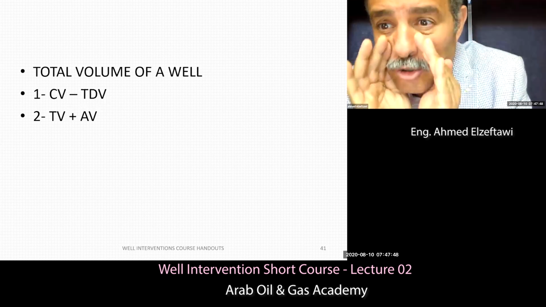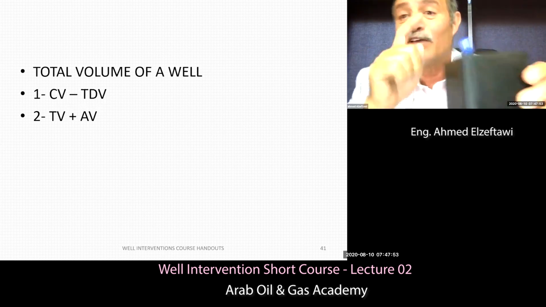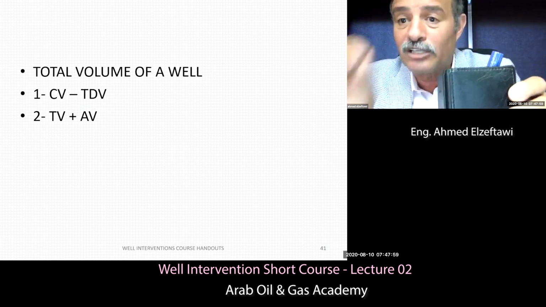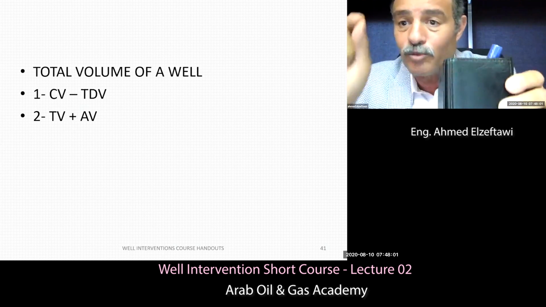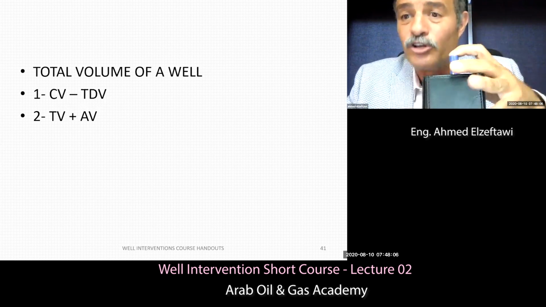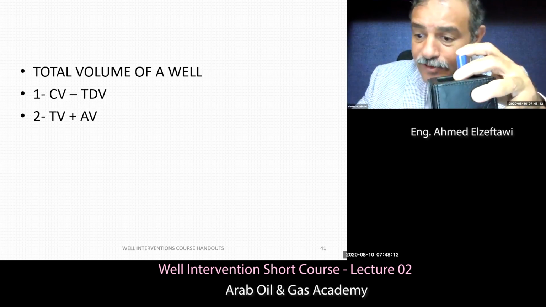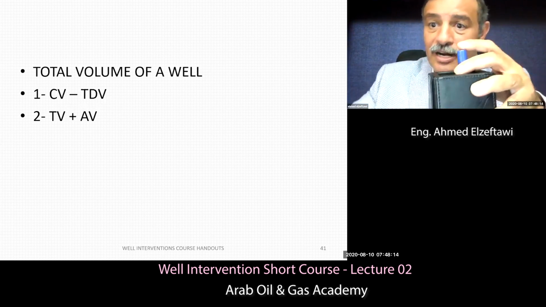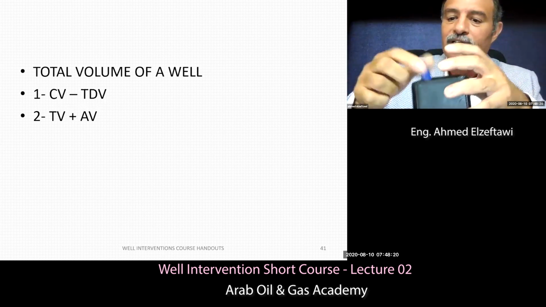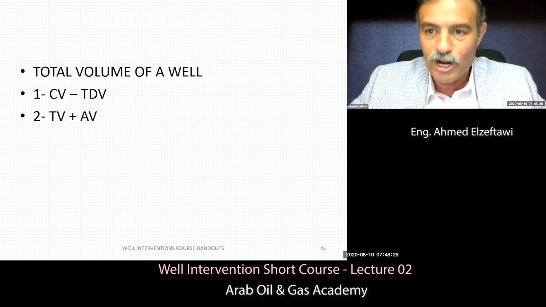You are wrong. The remaining volume is 300, yes. But this 300 does not represent the total volume of the well. The 300 remaining represent the annular volume only, which is here. But I can take 150 barrels from there and pour it inside the tubing because the tubing is empty. I can fill it. It is the same tin and the same jug. The total volume of the well is still 450.